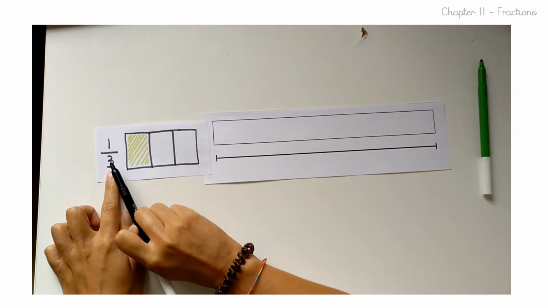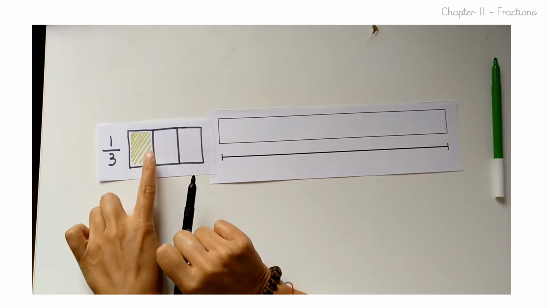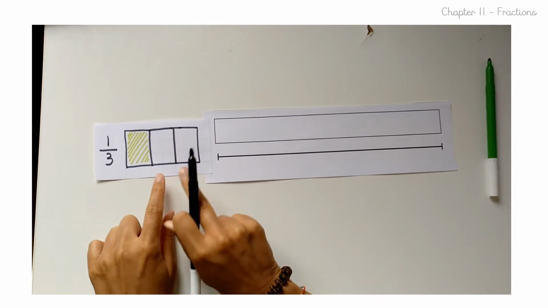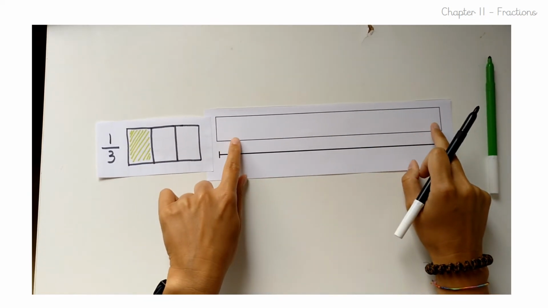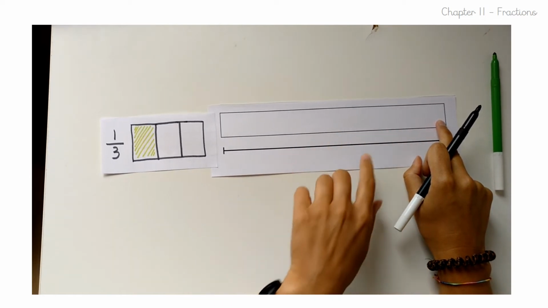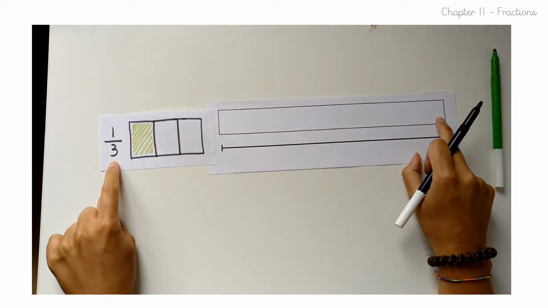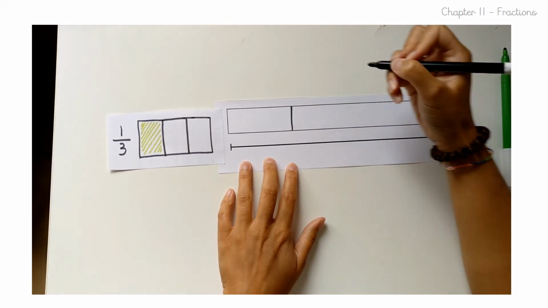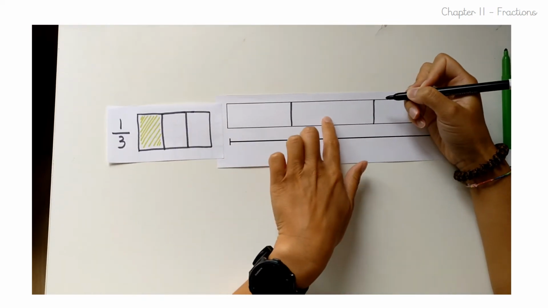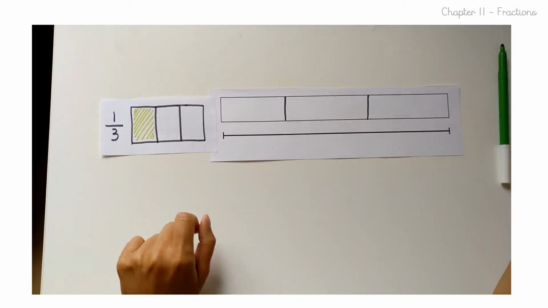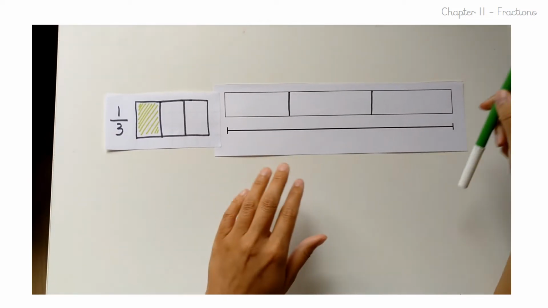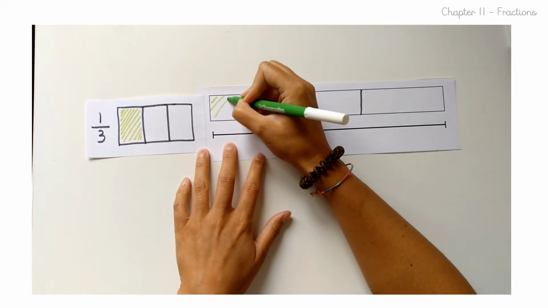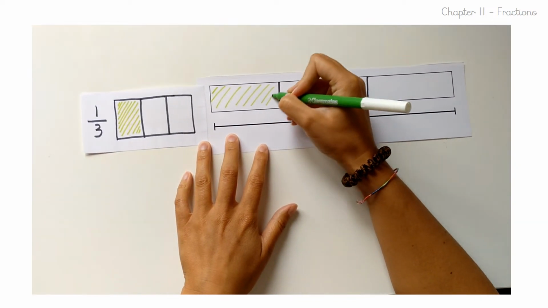We've got here 1/3, so we are counting 1 part out of 3. I'm going to ask you to look at how I draw this in my fraction bar. So I need to divide it into 3 equal parts to start with. So 1, 2, and 3. And how many parts am I counting? 1. So I'm going to shade in 1 part.